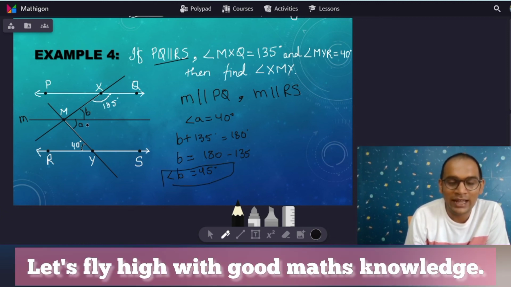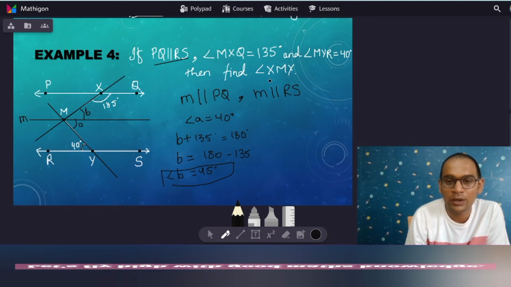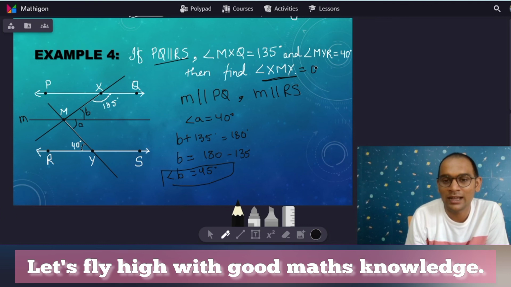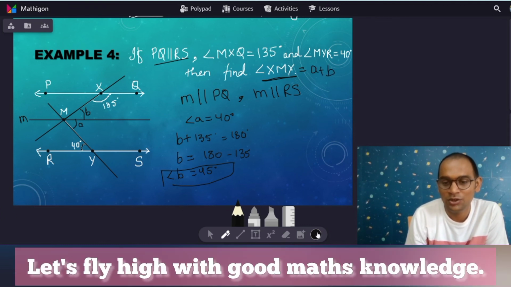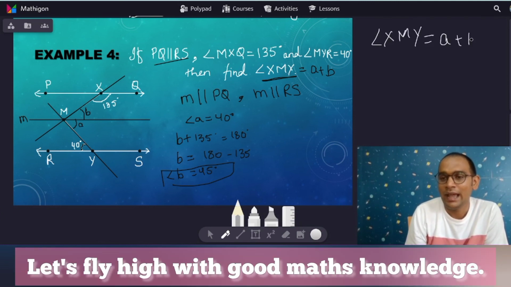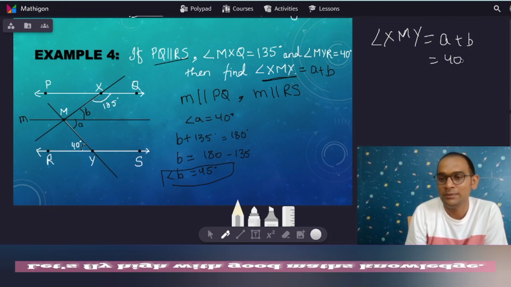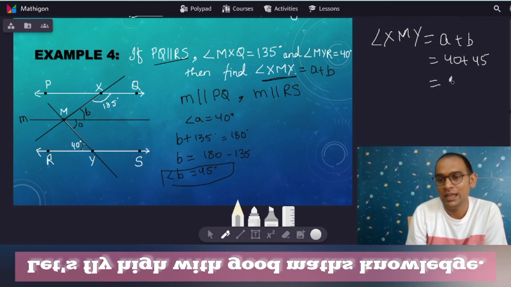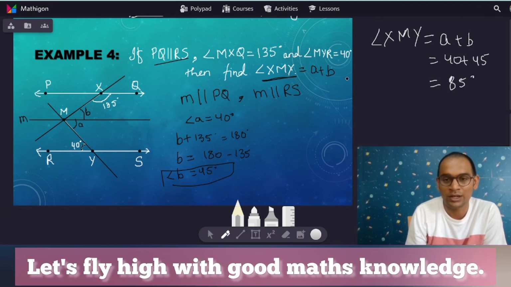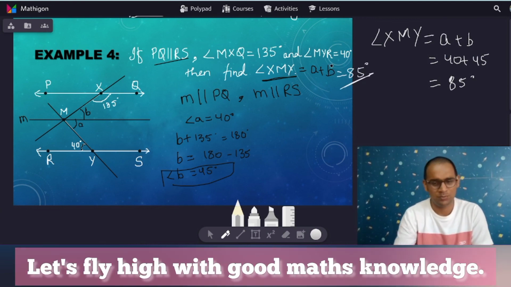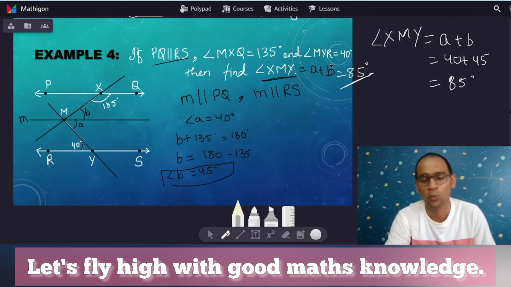So we know angle A and we know angle B. What is the question asking? XMY. So XMY is nothing but angle A plus angle B. Yes or no? So angle XMY equals A plus B, angle A equals 40 degrees, angle B equals 45 degrees. So we get the answer as 85 degrees. So the required answer for this question is 85 degrees. I hope this question was pretty easy and you understood well enough.